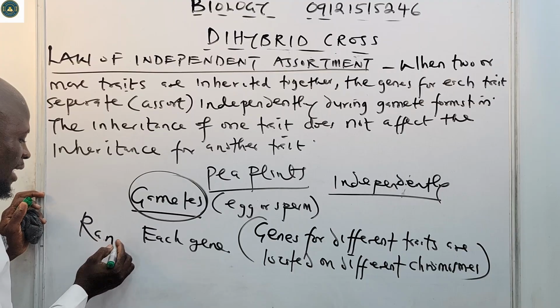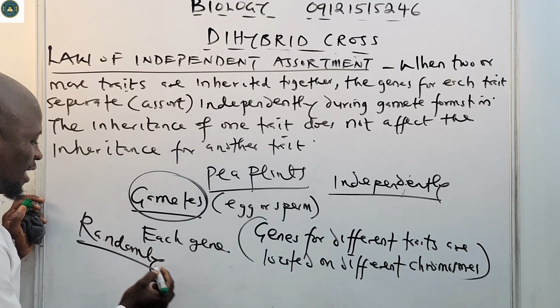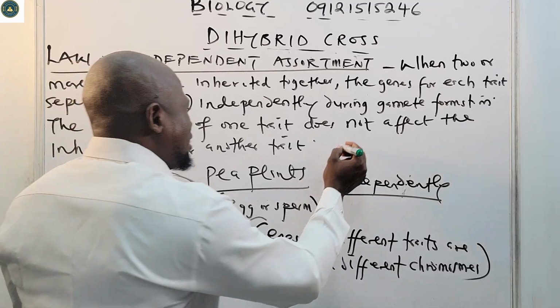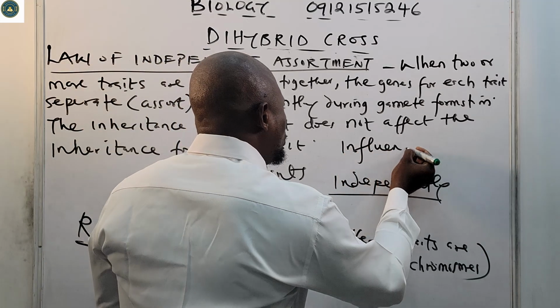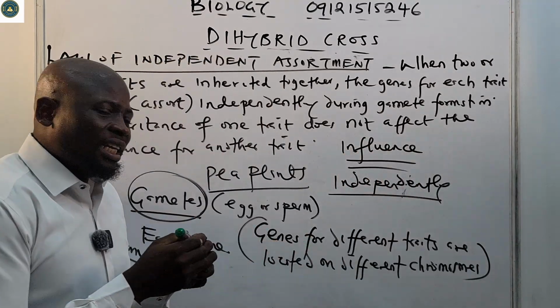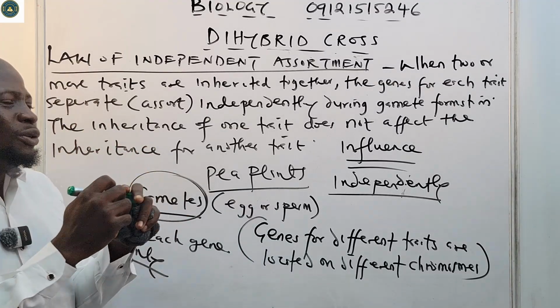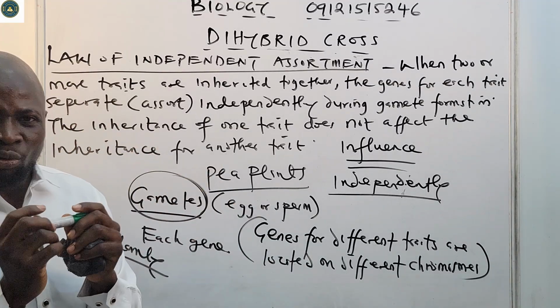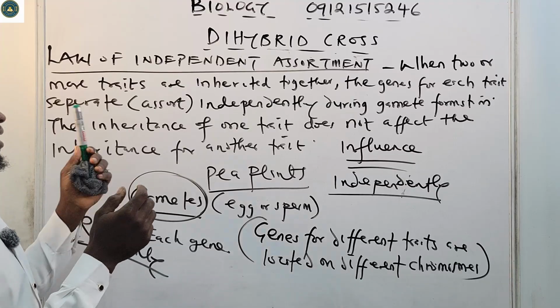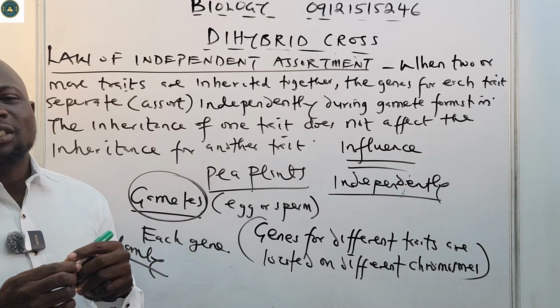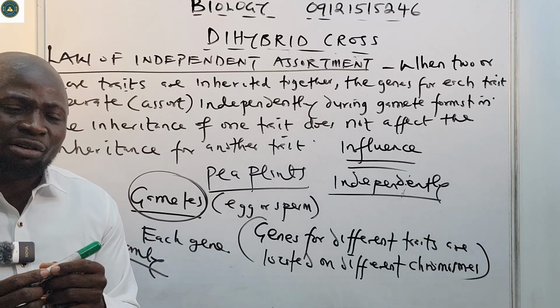They separate randomly, so that traits do not influence each other. They go into the gamete independently. That is the law of independent assortment as given by Gregor Mendel.